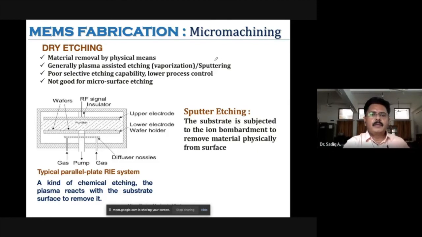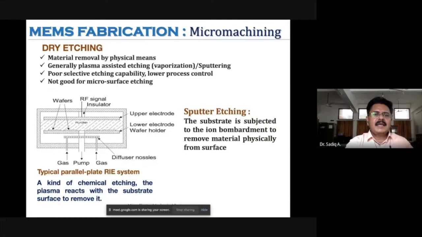If you remove the material from a surface in a controlled fashion by heating, that is one form of removal of material by vaporization. If you remove the material from a substrate using the sputtering method, that is, in a controlled fashion, metal is removed by using energized ion particles, then it is sputtering. So vaporization and sputtering are examples of dry etching where there is no chemical use. Instead, metal is physically removed from a substrate.